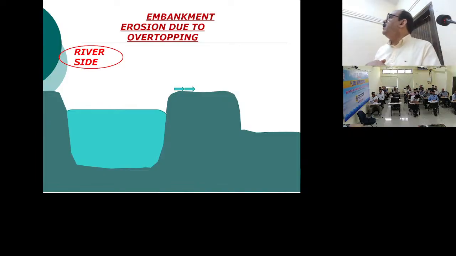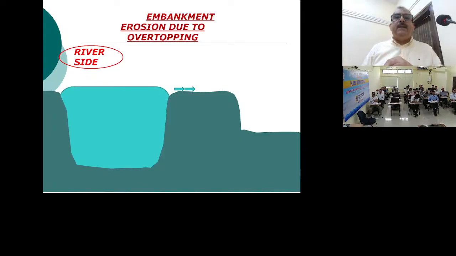Now, embankment erosion due to overtopping. When the water level increases in the river, there will be overtopping. When overtopping happens, mostly the embankment fails.